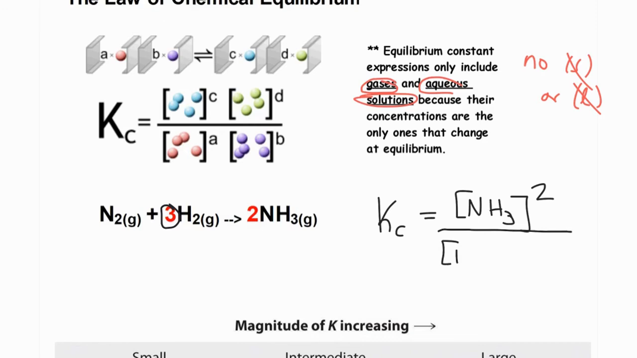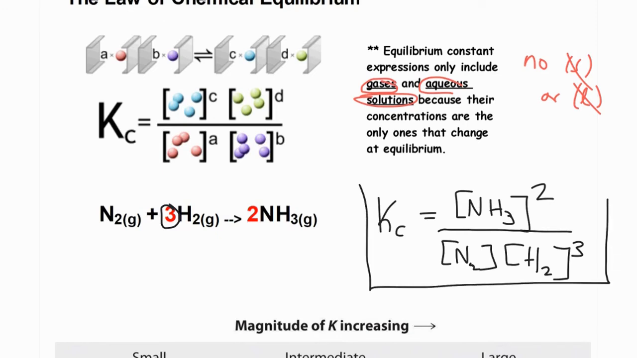So this would be my concentration of N2 to the first power, so I don't need to do anything to it, times the concentration of H2 to the third power. So this is what an equilibrium expression looks like. It is products over reactants to the power of their coefficients. We do not include solids or liquids, so only gases or aqueous solutions are included in these equilibrium expressions.